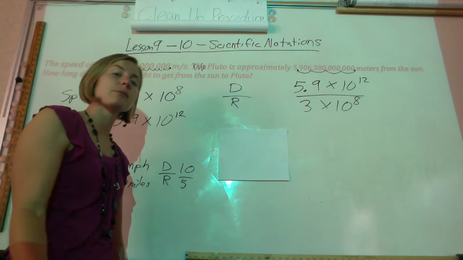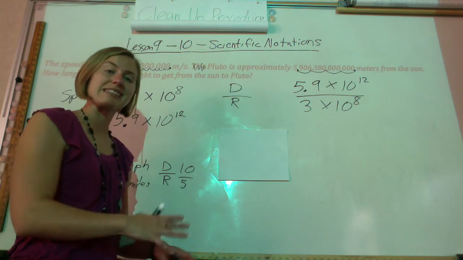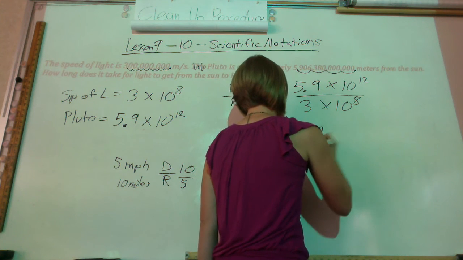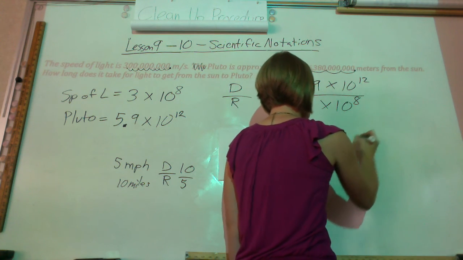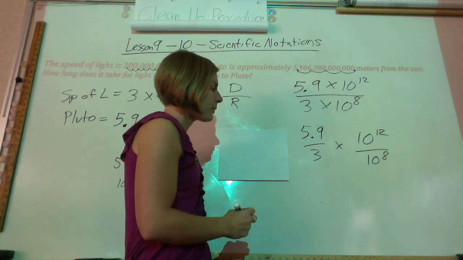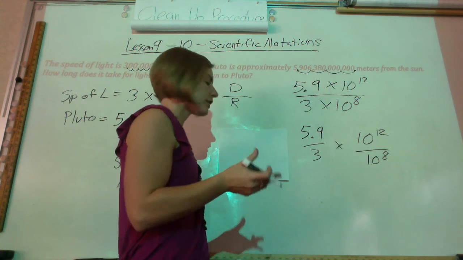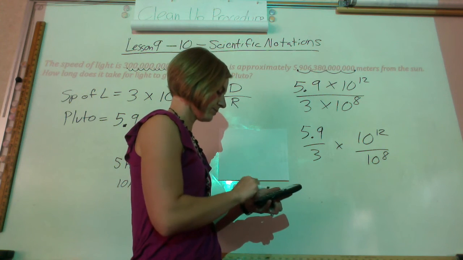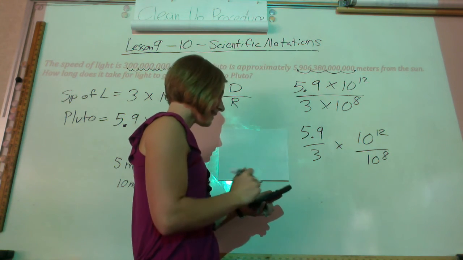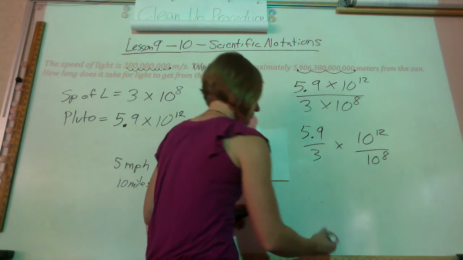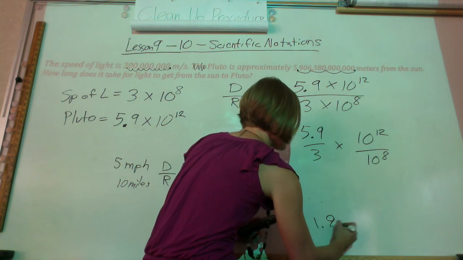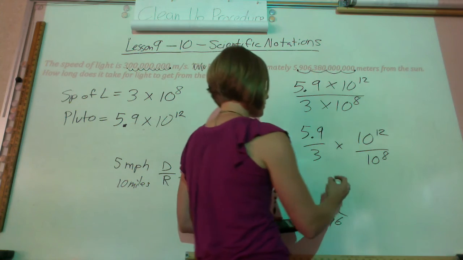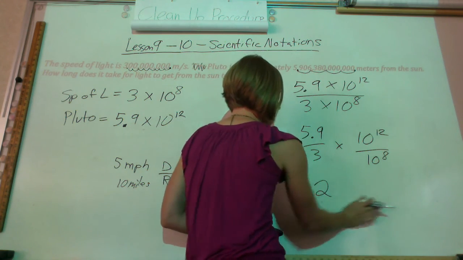Now we can do it just like we did in the last problem where we can separate them out. 5.9 divided by 3, separate the tens. 5.9 divided by 3, you should be thinking, okay, that's pretty close to 2. Let's find out the actual number. And that is close to 2. In fact, you don't have to write this down, it's 1.96 repeated. So I'm actually going to round that up to 2. I'm the teacher, so I get to make that call.